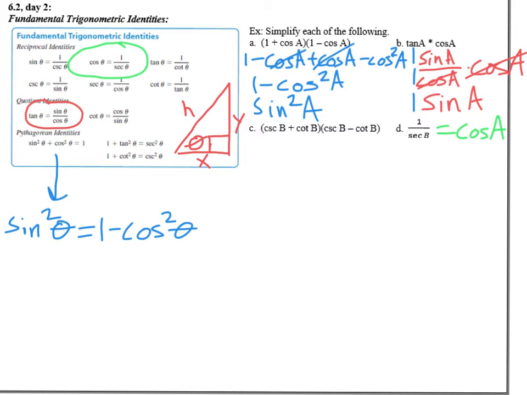All right, so here's part C, okay? Same kind of thing as part A. It looks like just a FOIL has got to be the only way to go. I don't know exactly where it's going to take me, but I've got nothing else to try. All right, so we get cosecant squared, and then I get plus cotangent B.